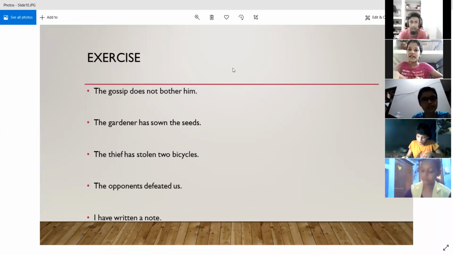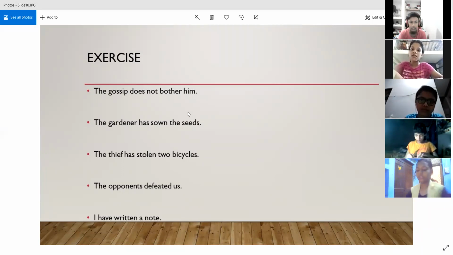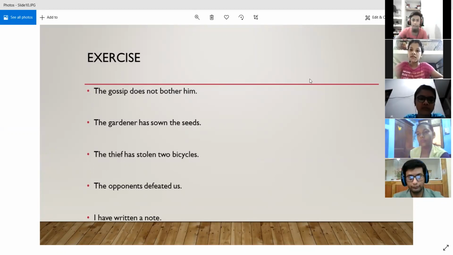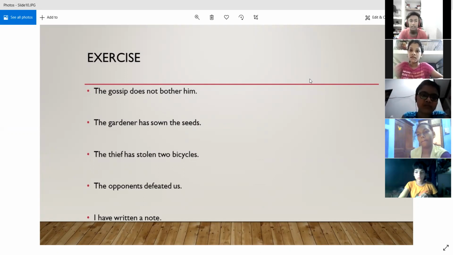So in passive voice, the sentence will be, he is not bothered in the gossip. He is not bothered. All right. Anyone else who wants to attempt this one? Mayank, you want to? The answer will be he is not bothered by the gossip. All right. So I want to know why you have given this answer. First, tell me the tense that is present in the active voice in the sentence.